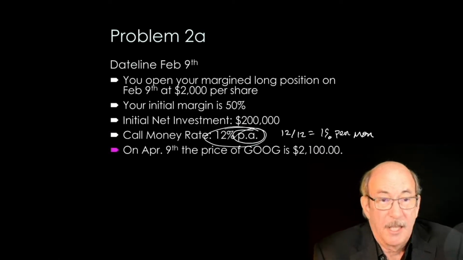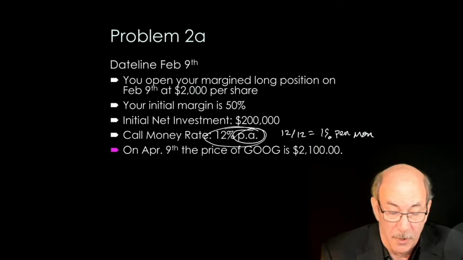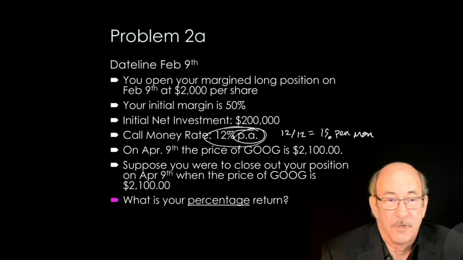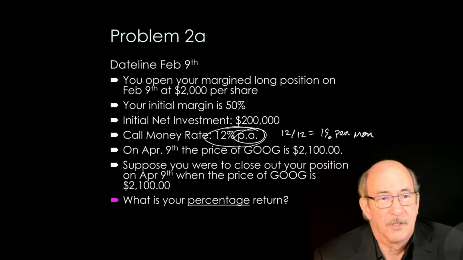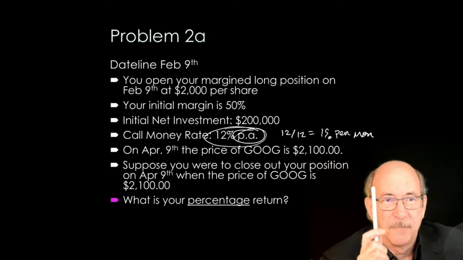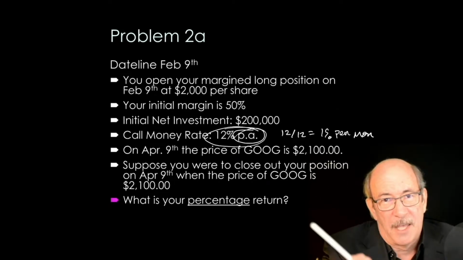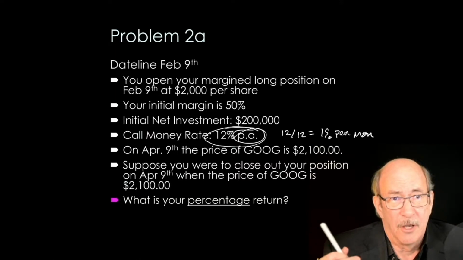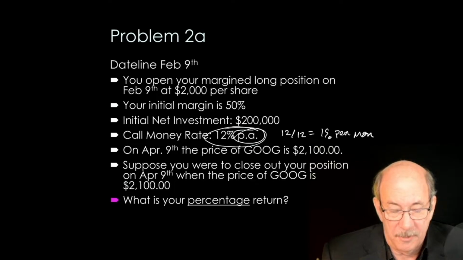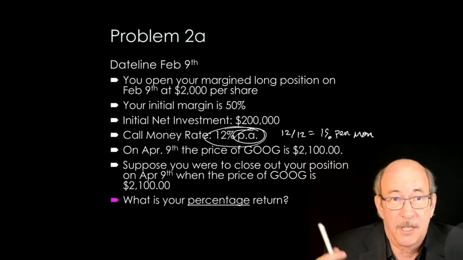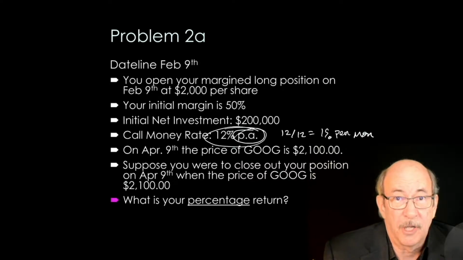On April 9th, again, the price of Google ends up at $2,100. And suppose we were to close out our position at that point. And the question is, what is your percent return? The only real trick here, two things. One is, remember, what our percent return is based upon what we have invested, not the value of the position. And since we're using margin, we only have a fraction of what the position costs to open. The other trick is to make sure that you don't forget the cost of the borrowings, the interest costs.